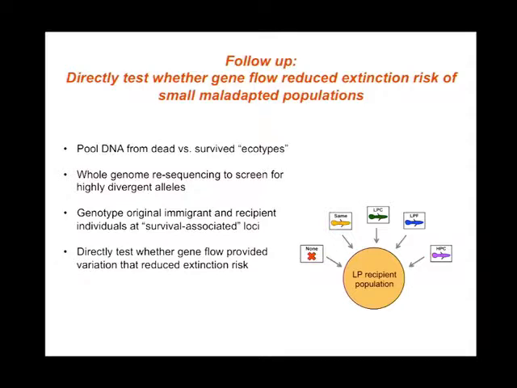And then what's really cool is that, because John carefully archived all of this tissue from every single individual in the recipient population and every immigrant individual, we can then screen those individuals at your candidate survival alleles to test whether gene flow provided those survival alleles or if they existed in the recipient populations as standing variation. But given that the vast majority of survivors came from these HP populations that had received gene flow from the HP sites, this suggests that these are the populations that are providing, if the candidate alleles exist, that they were provided by that gene flow treatment.